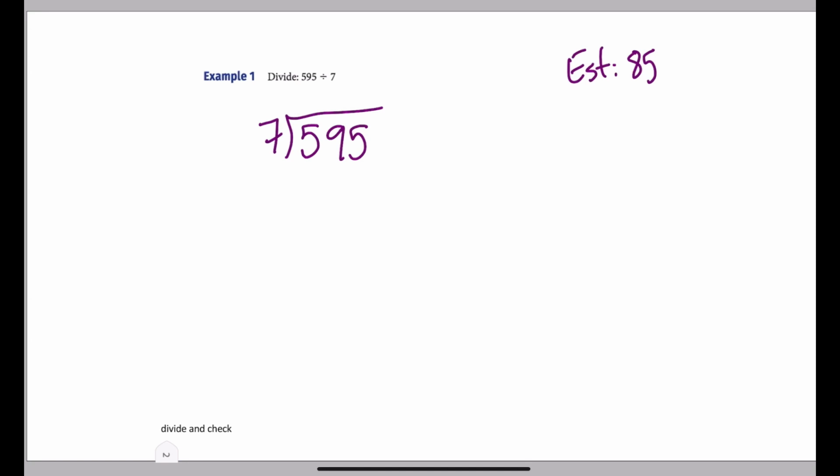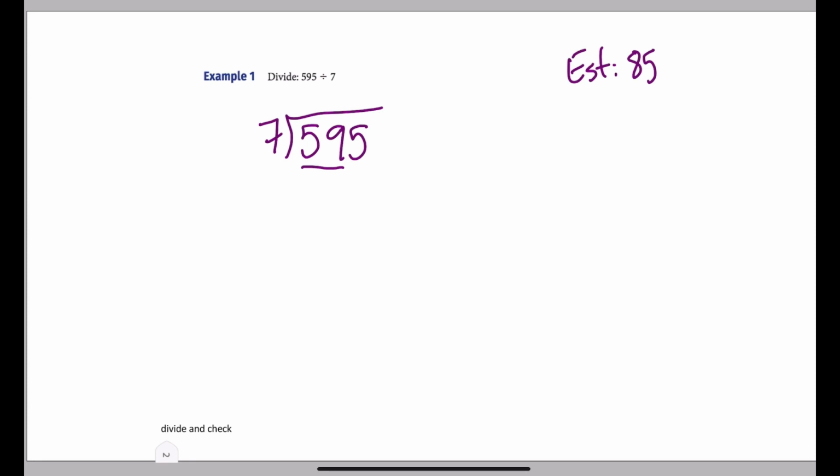So I'm going to say, does 7 go into 5? And it doesn't go in. I could put a 0 there, but I don't really need a 0. Right? I could put 1 there, but I don't need it. So instead, I'll just go to the next place. And instead of looking at 7 into 5, I'm going to look at 7 into 59. This is why it's important to know your times tables. So 7 definitely goes into 59 some amount of times. It doesn't go in evenly. So there's going to be some kind of leftovers.